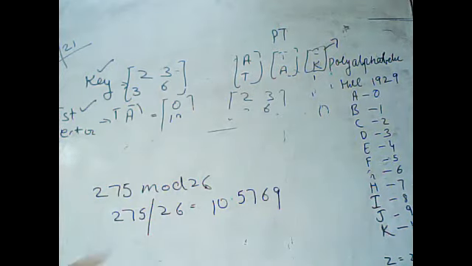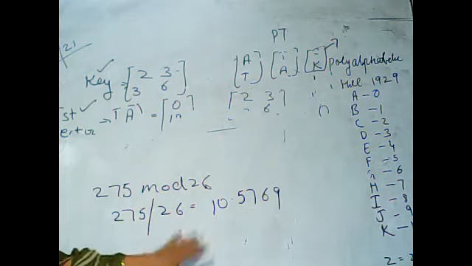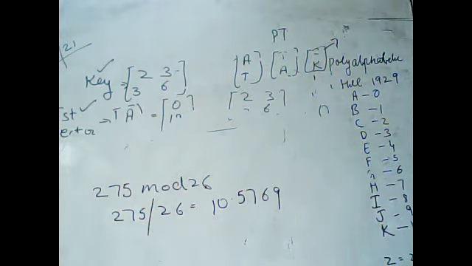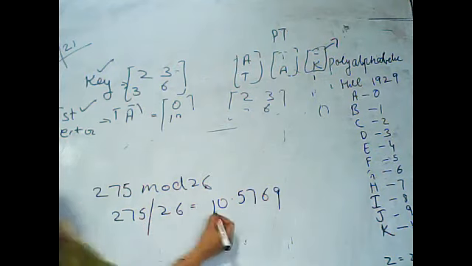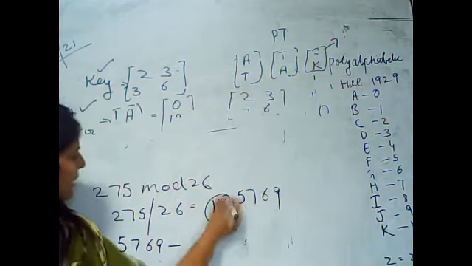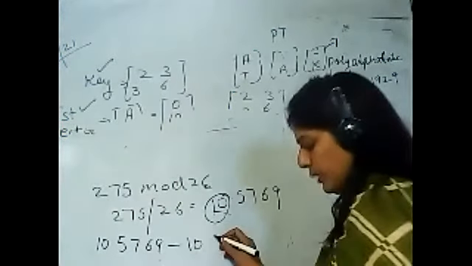So first of all, we divide that particular number by 26. This is the calculation I am showing you for how to find the modulus. So 10.5769 is your number. From this number, 10.5769, you have to subtract the part before the decimal point, that is 10. Whatever number comes before the point, you need to subtract that number.